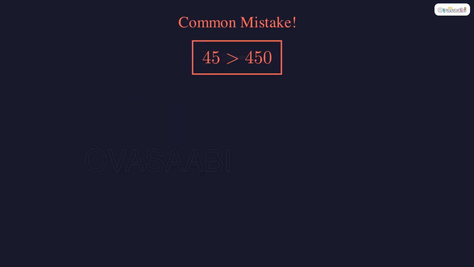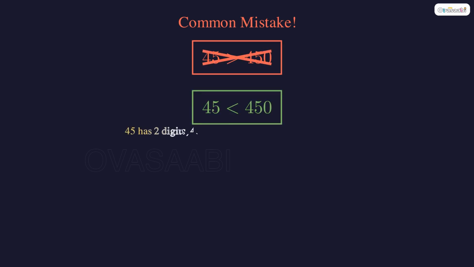Many students rush and forget to count digits first. 45 has 2 digits, 450 has 3 digits. More digits means bigger number. So 45 is less than 450.